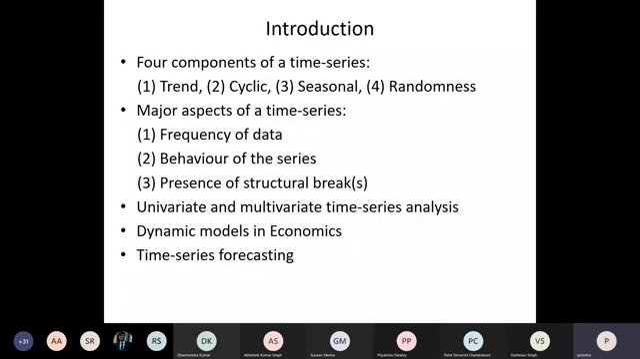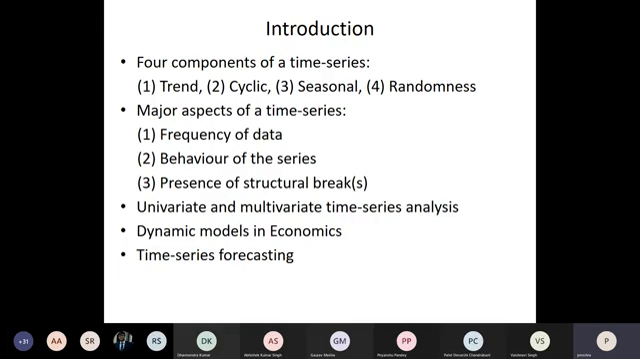So as you know, a time series has 4 components. There is a trend component. A part of a series is cyclic. Then there may be a seasonal component and randomness. Now, to what extent different components are present in a series may differ depending on the frequency of the data, the particular variable itself, and also depending on the context.